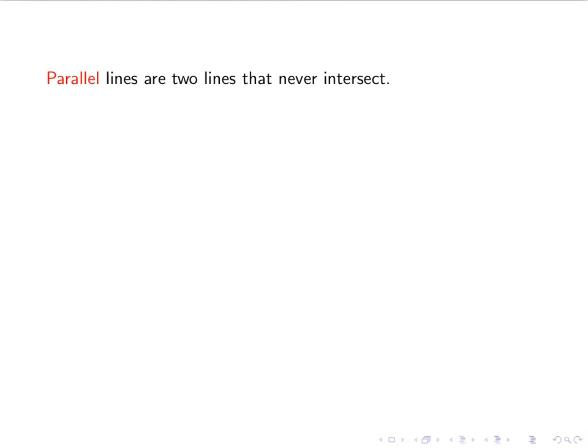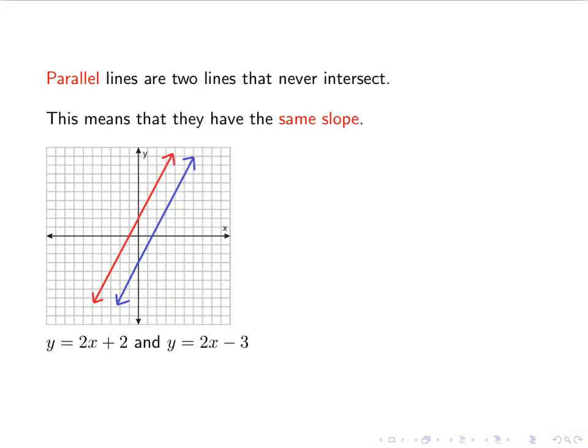Parallel lines are two lines that never intersect. What that means is that they have the same slope. So here's an example of y equals 2x plus 2 and y equals 2x minus 3. They have the same slope, which is 2, and if you look at the pictures, they're never going to intersect, no matter where on this graph I look. If I look towards x being 200 or 800 or 1,000,000, or x being -9, -20,000, -200 billion, those two lines will never ever intersect.